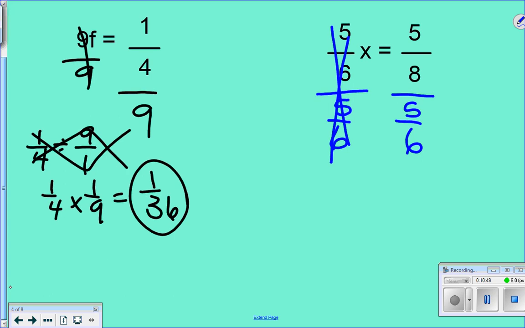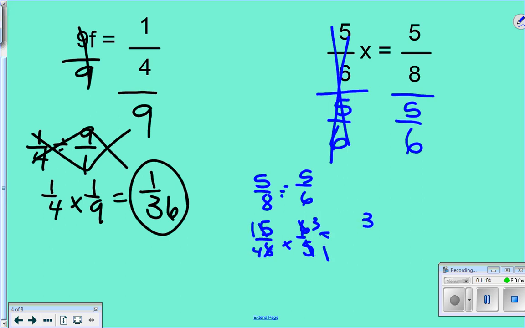Which one goes first? The top one always goes first. So 5/8 divided by 5/6. 5/8 times 6 over 5, right? 1, 1, 3, 4, 3/4. X equals 3/4. Okay. I did already.